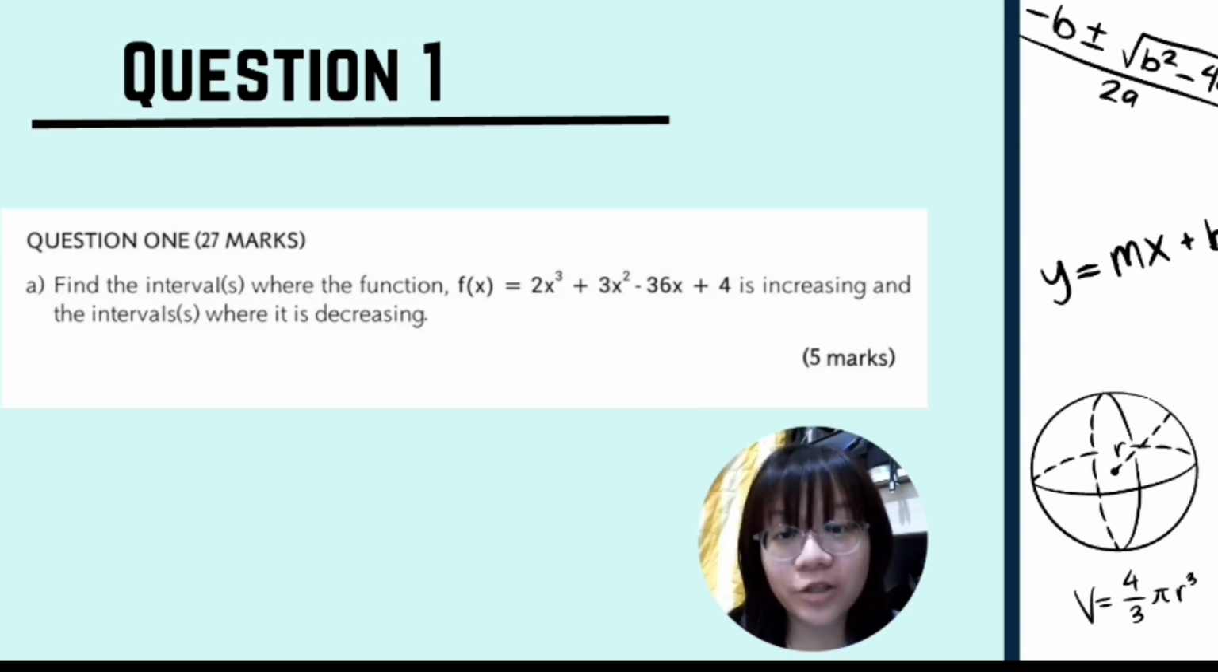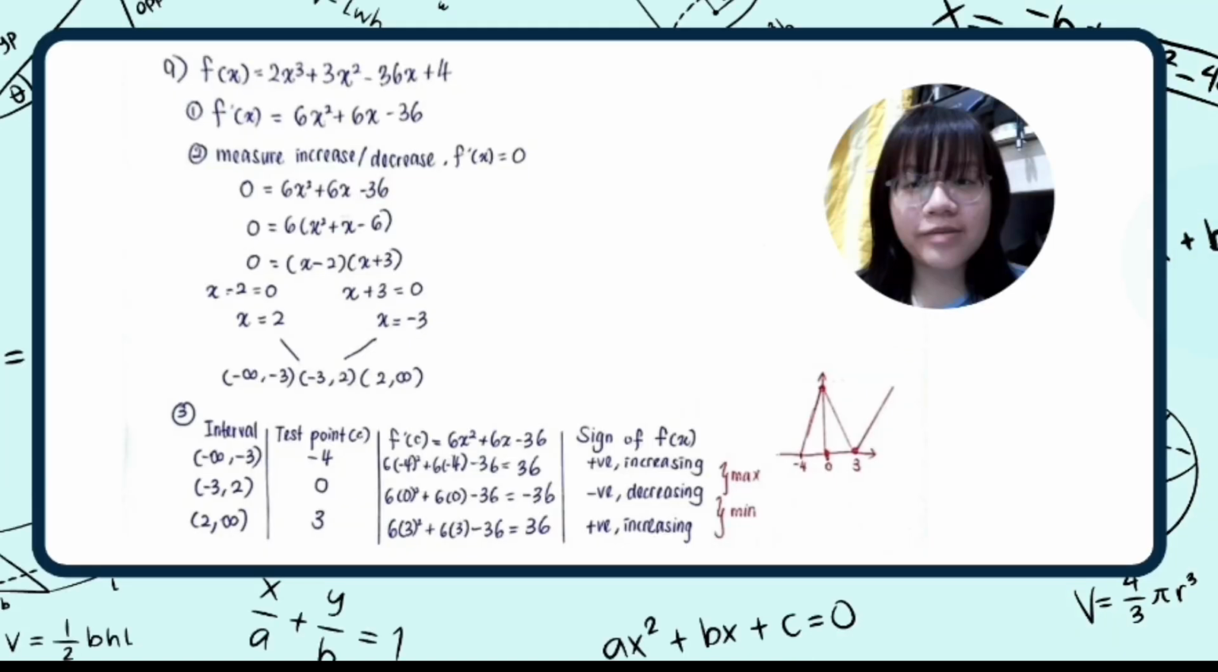Now I'm going to discuss question 1, which is to find the interval where the function f(x) equals 2x cubed plus 3x squared minus 36x plus 4 is increasing and the interval where it is decreasing. So firstly, let's take a look at the equation and also the solutions. The equation is 2x cubed plus 3x squared minus 36x and then plus 4.